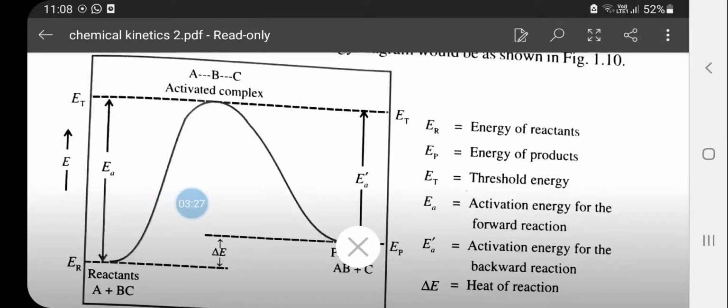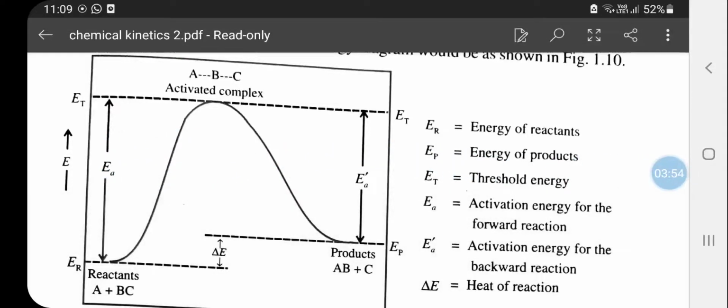Similar to the previous graph, the energy gap between the reactants and the activated complex is known as the activation energy for the forward reaction, and the energy gap between the product and the activated complex is known as the activation energy for the backward reaction. So for an endothermic reaction, the activation energy for the backward reaction will be less than the activation energy for the forward reaction.